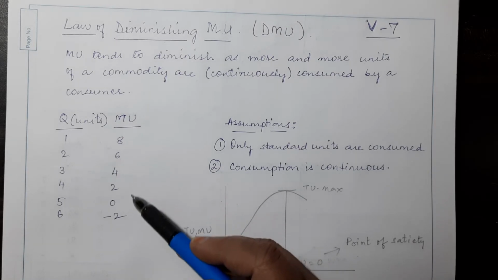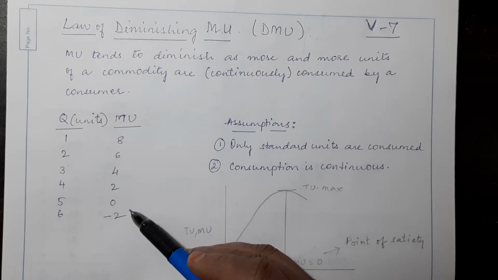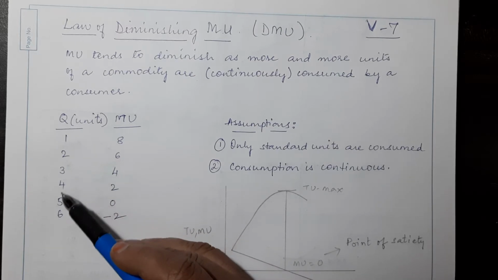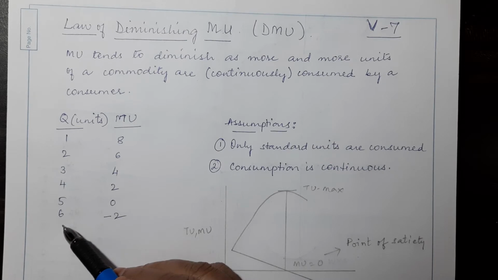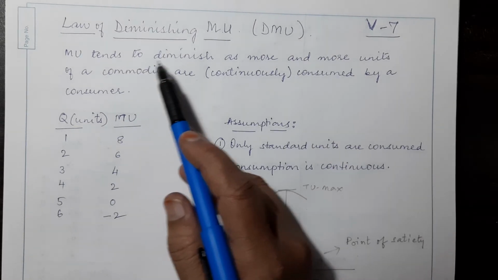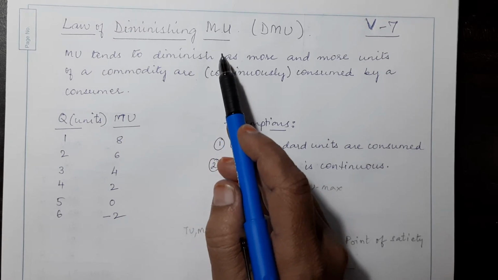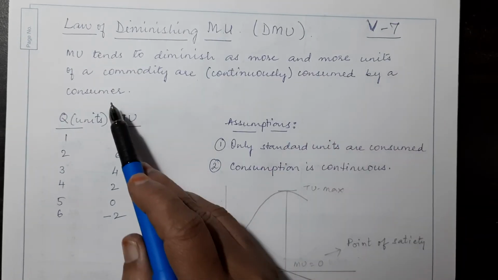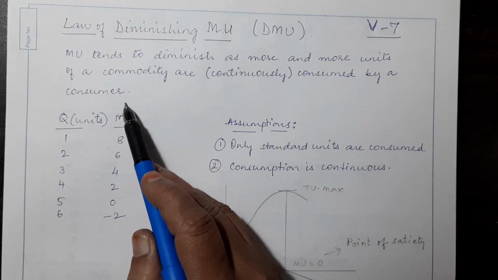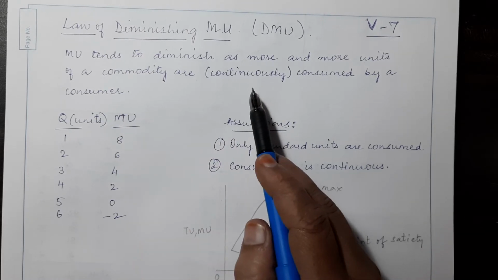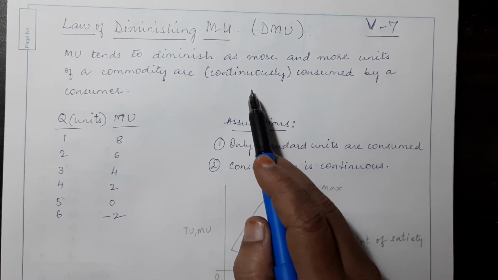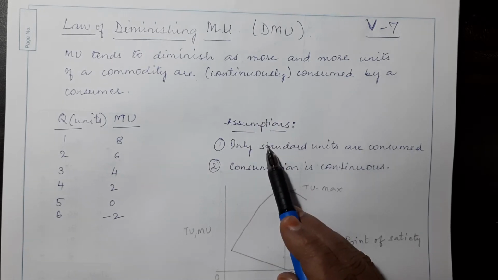So this example shows us how his marginal utility is reducing on consumption of every additional unit. This supports the law of diminishing marginal utility as more and more units are consumed, and these units need to be consumed continuously. So what are the assumptions for this law?